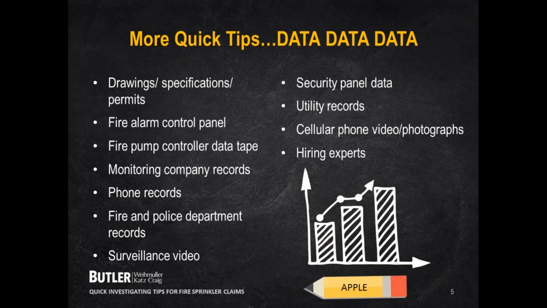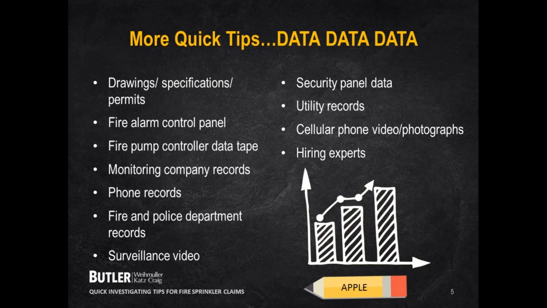And you'll want to ask for the building's drawings, specifications, and permits. This is going to provide your expert the information as to how the system was designed, and then if there are any installation issues, they can see how it was supposed to be put together, and compare it with what is out in the field, and see if there are any problems with the system as it was installed, and who did the work. Permits can be obtained sometimes from the insured or through the building department.